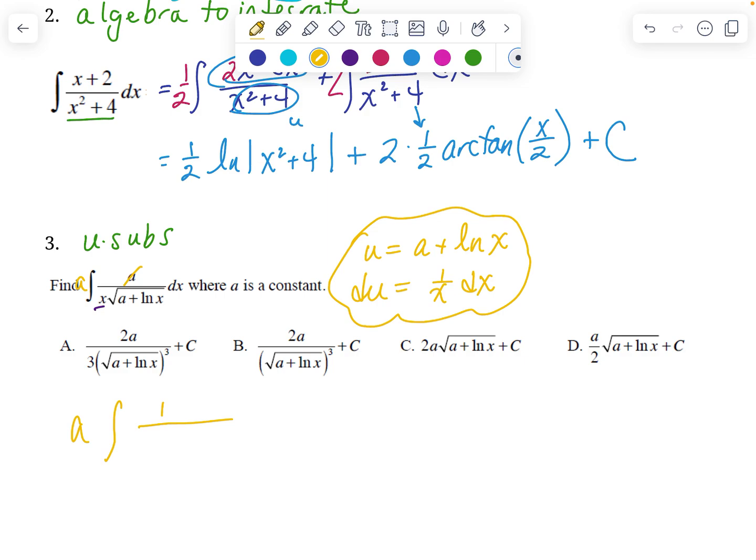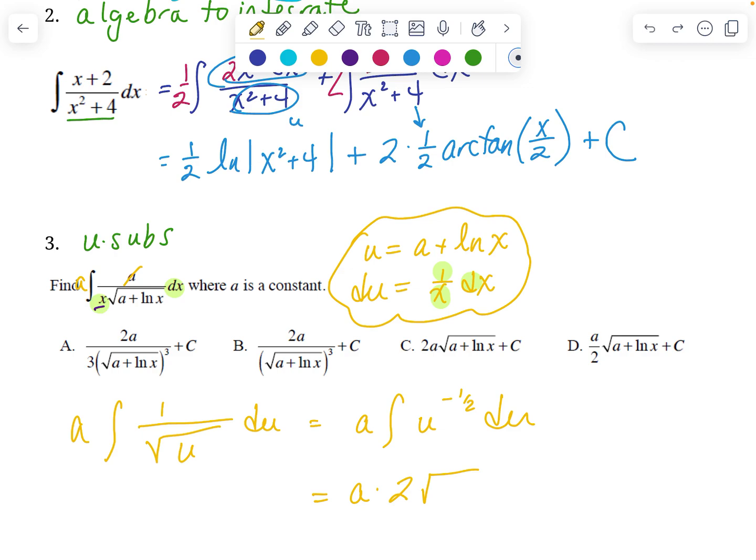I've got 1 over x dx, so those parts, all of that is my du. And then I have a u with a radical on the bottom. So this is really just u to the negative 1/2 du. And that is just power rule. So I have a 2, I have a square root of u.